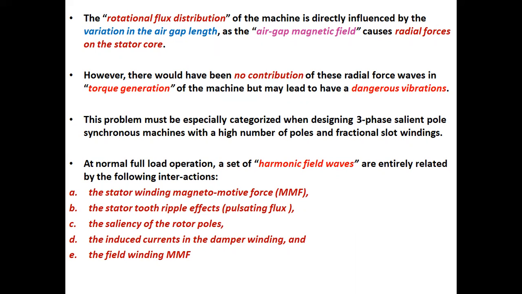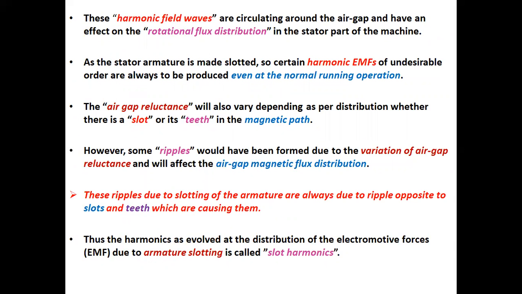A, the stator winding magnetomotive force, the stator tooth ripple effects, that is pulsating flux, the saliency of the rotor poles, the induced currents in the damper winding, and the last one is the field winding magnetomotive force or MMF. These harmonic field waves are circulating around the air gap and have an effect on the rotational flux distribution in the stator part of the machine.